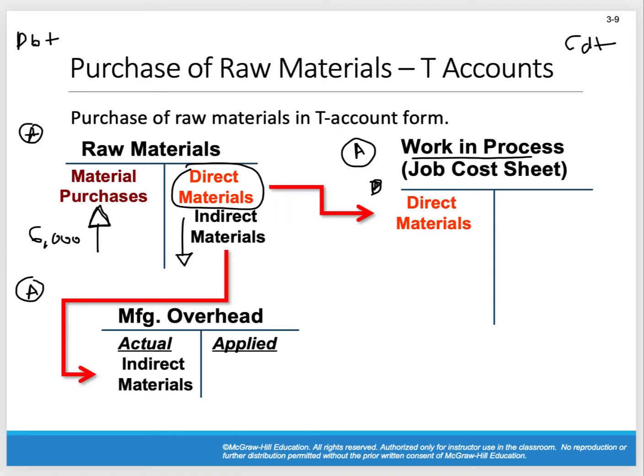So we're right here in our T account. We have our direct materials. Direct materials flow to WIP. Indirect materials flow to manufacturing overhead. Okay, so let's see what that looks like.